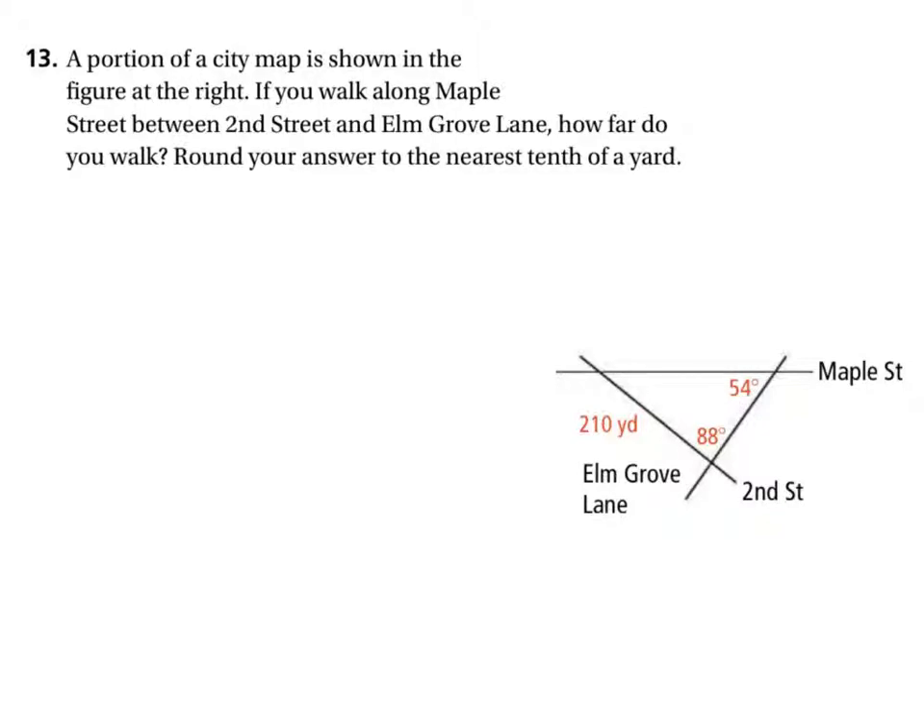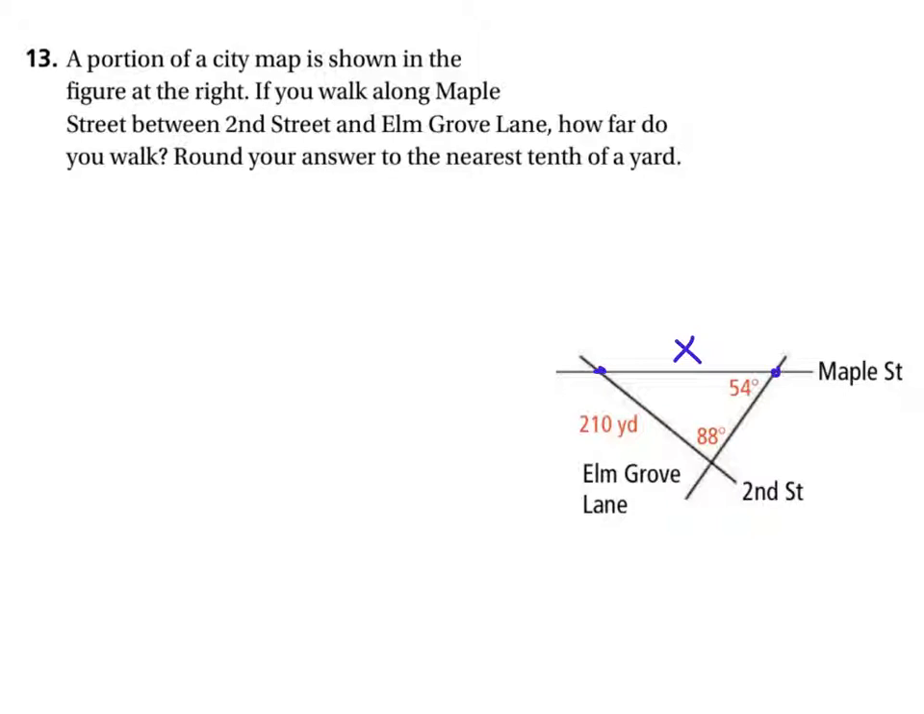Okay, in this final one, it shows a portion of the city map at the right. If you walk along Maple Street, so first of all, let's identify the streets because to me it can look a little confusing. Obviously, this is Maple Street, right? Here's Second running up this way, and Elm Grove Lane is running this way. So it says if you're walking along Maple between Second and Elm Grove Lane, that's this portion right here, and I'm going to label that with an X. How far do you walk? So essentially, you're walking between here and here. So they're saying, what's that length?